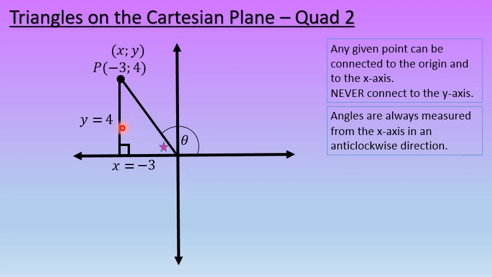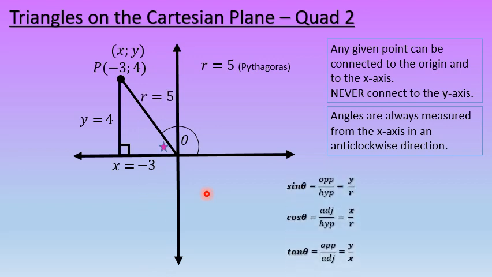I'll repeat. Yes, we're going to use the star. We're going to see what's opposite and what's adjacent, what's y and x and r. But it's actually a secret little reference angle that we're using. Right, remember, to find the hypotenuse, we use Pythagoras. I'm not repeating the steps, but we can see that r will be 5.